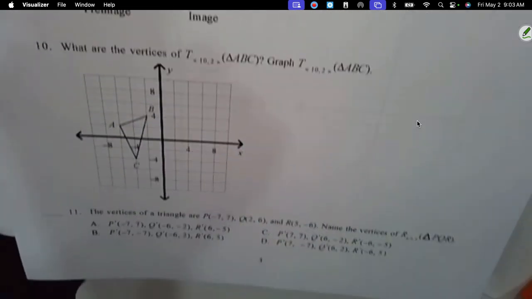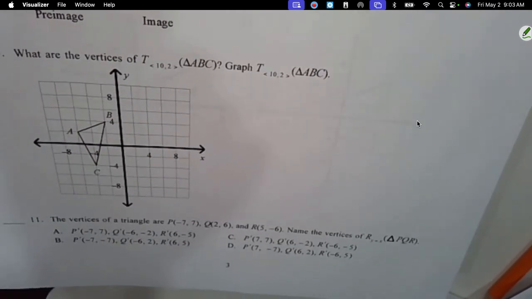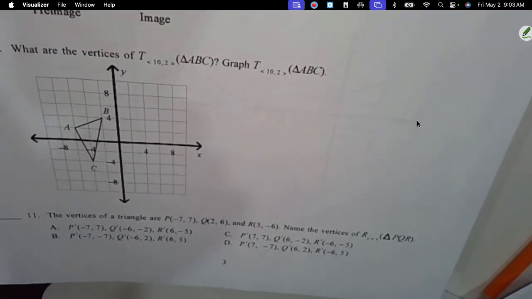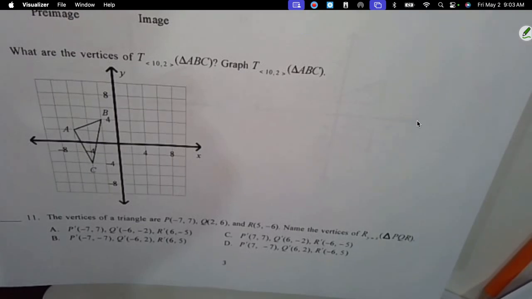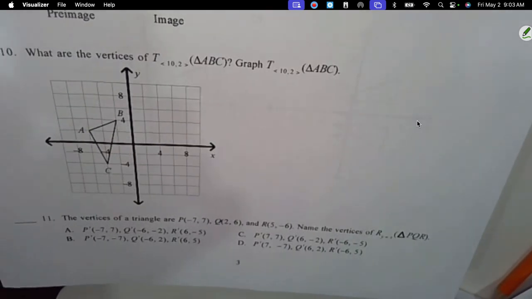Looks like we still have another translation. And then I think we're about to move from translations. None of this so far should need to be on your note card. It's going to be the reflection rules or rotation rules.